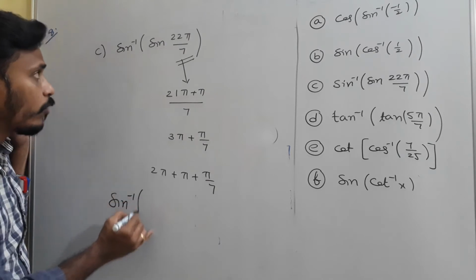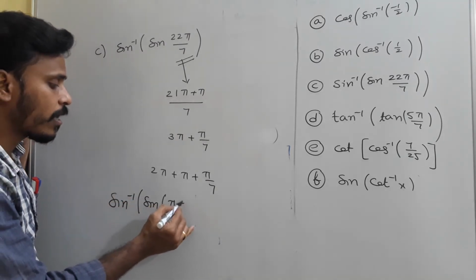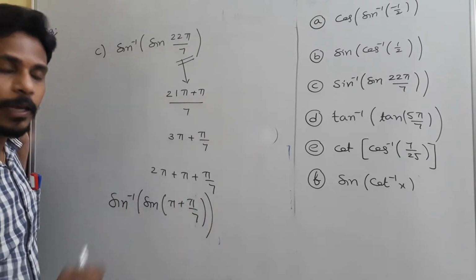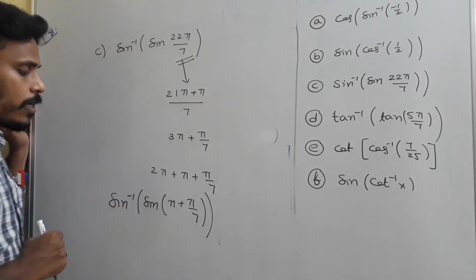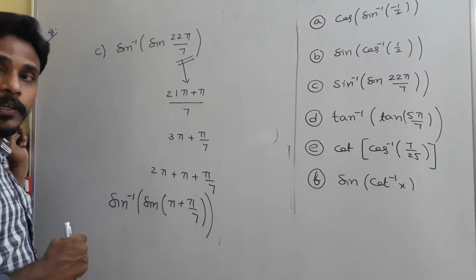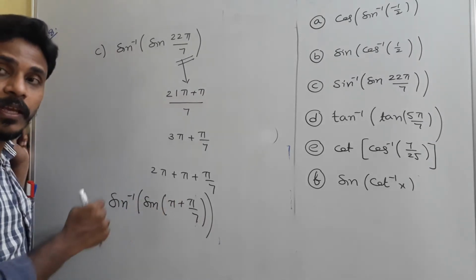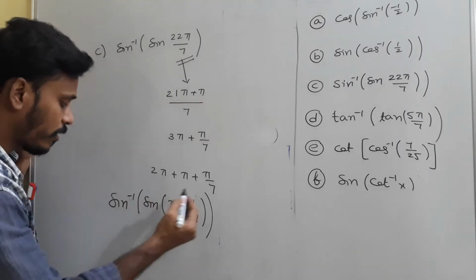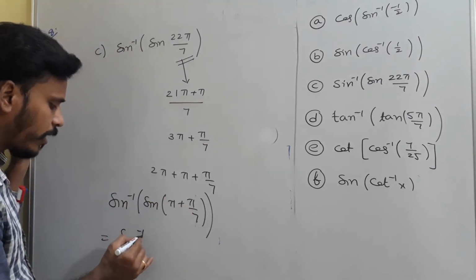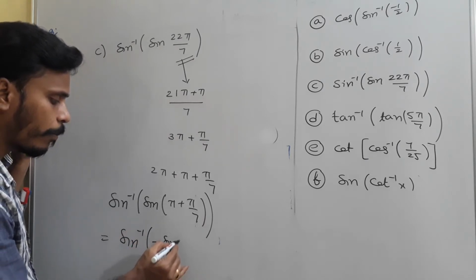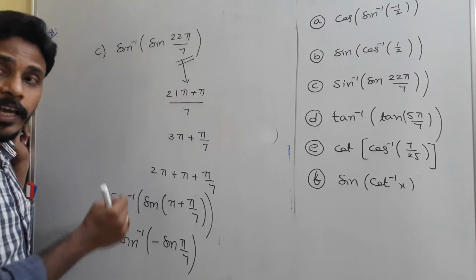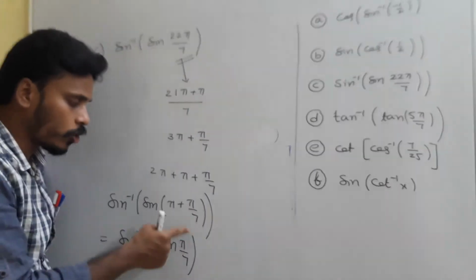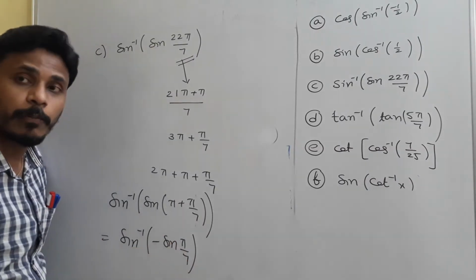Now we have sine inverse sine of pi plus pi by 7. What do you say about sine inverse sine of pi plus pi by 7? We need to search for it. Sine of pi plus pi by 7, sine of 180 plus theta, what is it? Sine of 180 plus theta is minus sine theta. So I will write it like this: this is equal to sine inverse of minus sine pi by 7. So use your trigonometric knowledge: sine of pi plus pi by 7 is minus sine pi by 7.